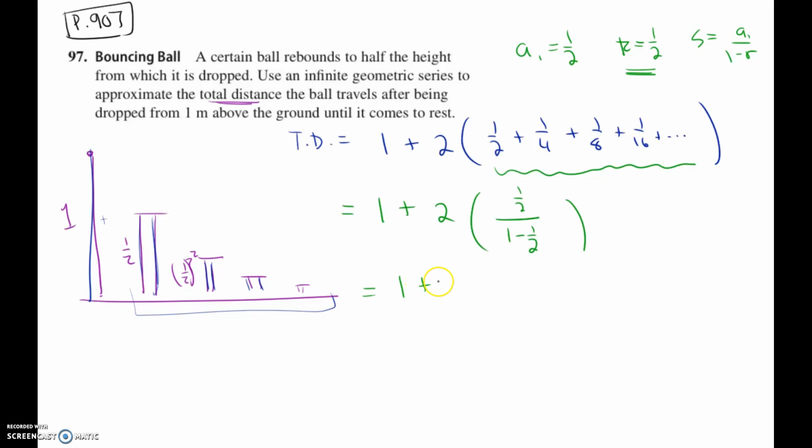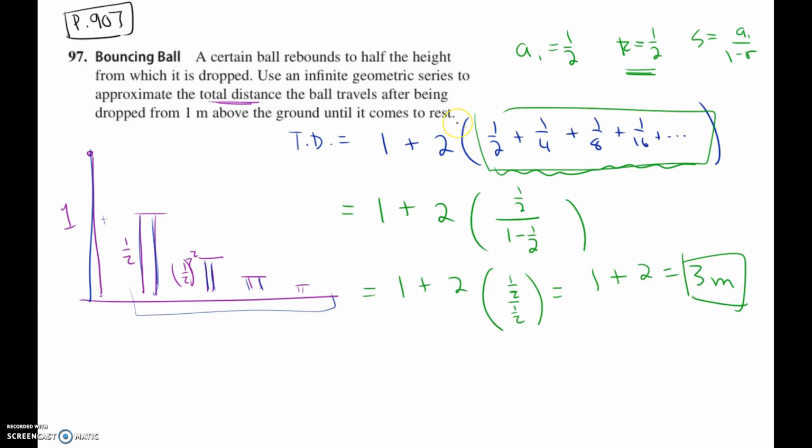So that's 1 plus 2 times 1/2 over 1/2, which of course is 1. 1 plus 2 is 3. So 3 meters. All that work for just 3 meters. It's because this all adds up to 1. So all the downs add up to 1, all the ups are another 1, and the initial is another 1. So 3.